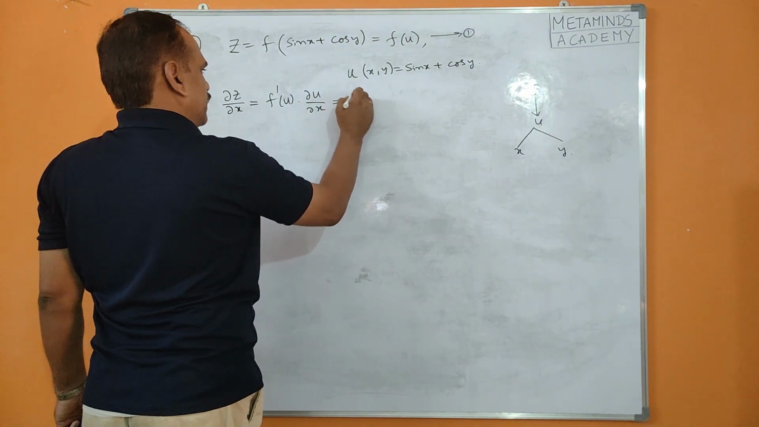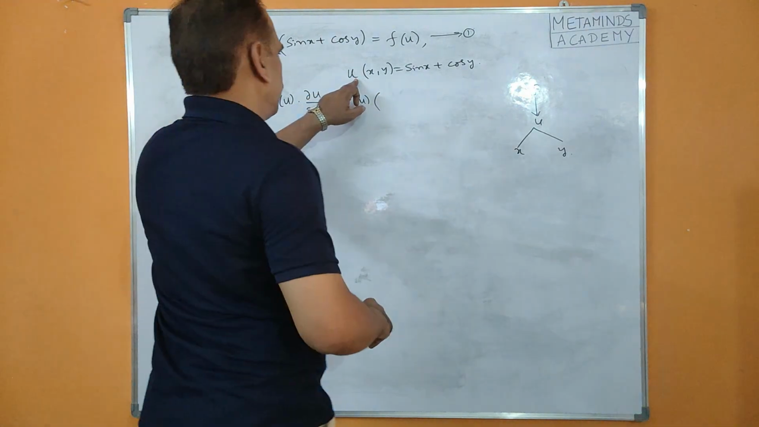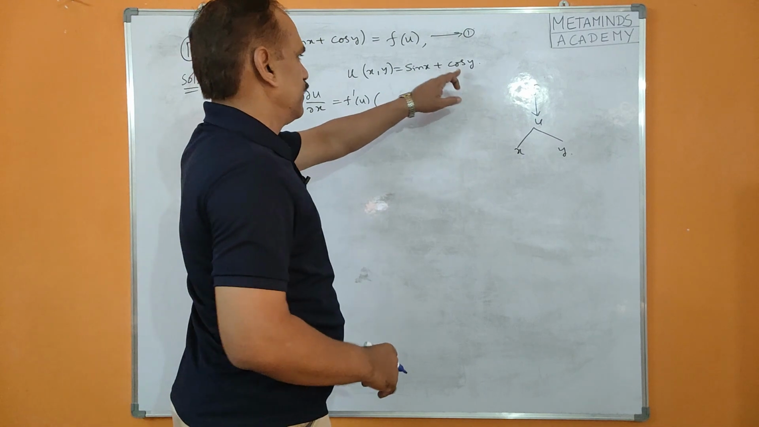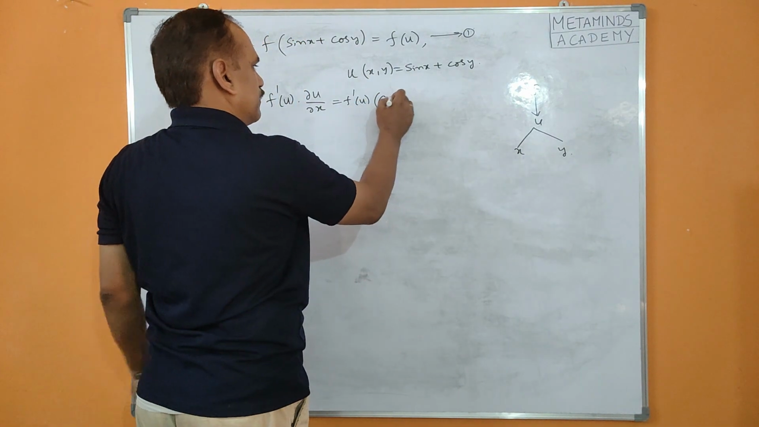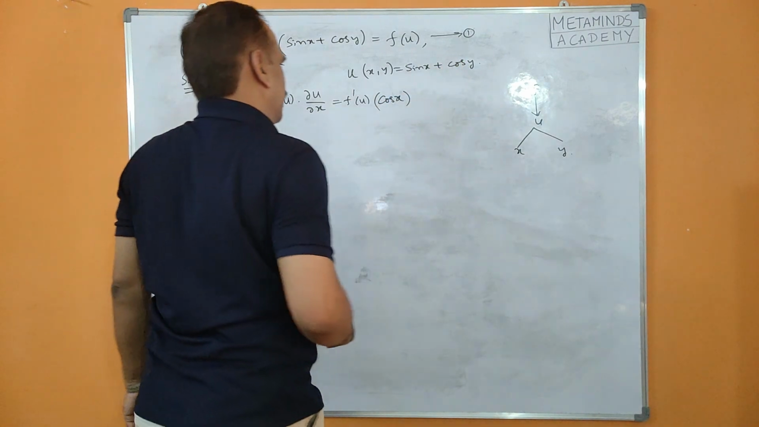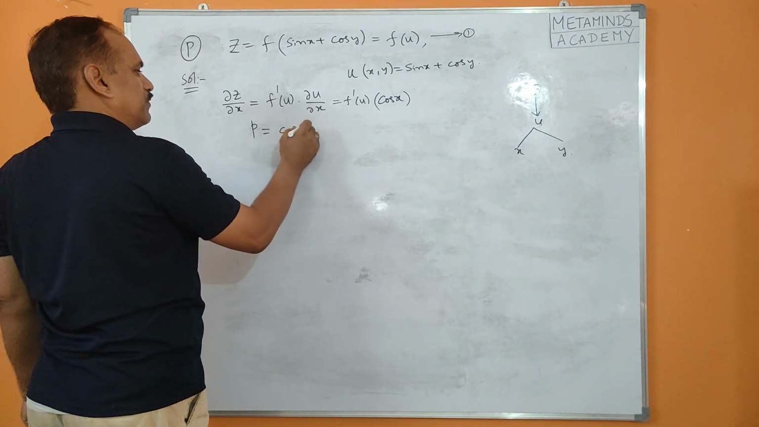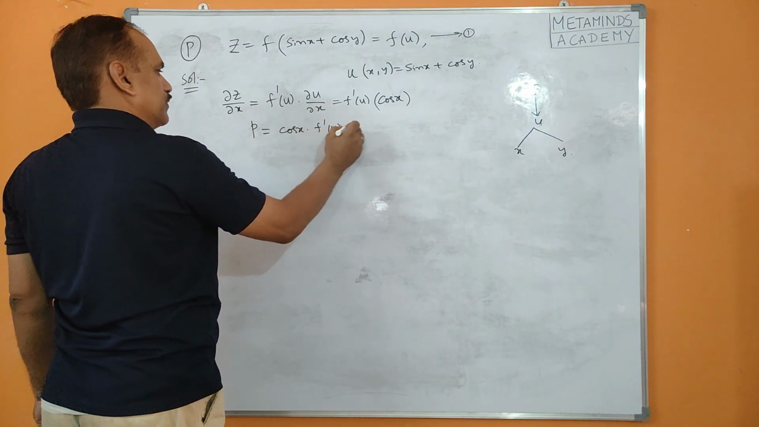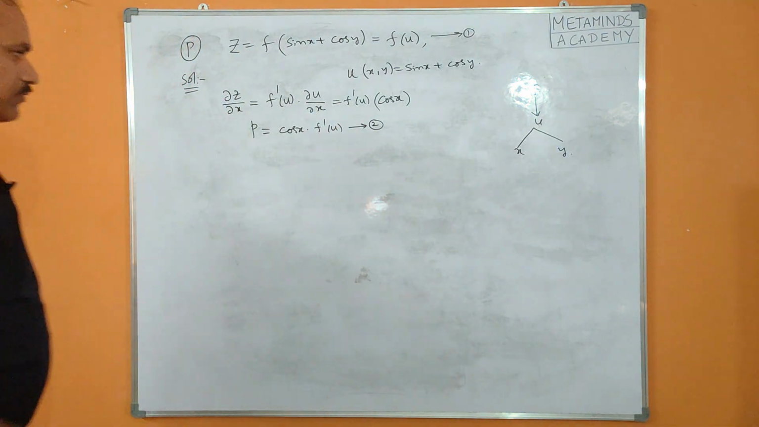which is f dash u into, what is dou u by dou x? We are differentiating u with respect to x. You have x here, so sin x derivative is cos x, and derivative of cos y is 0 because there is no x in that. So p equal to cos x into f dash u. This is the equation number 2.